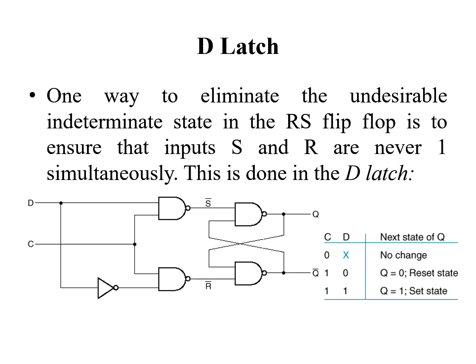D-latch. One way to eliminate the undesirable indeterminate state in the SR flip-flop is to ensure that both the inputs S and R are never 1 simultaneously. This can be obtained by converting it into a D-latch.